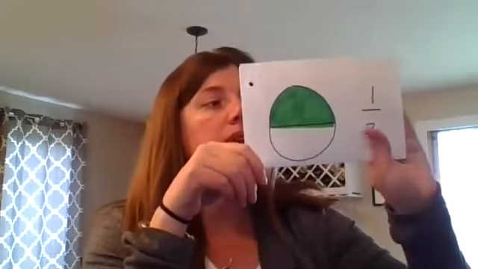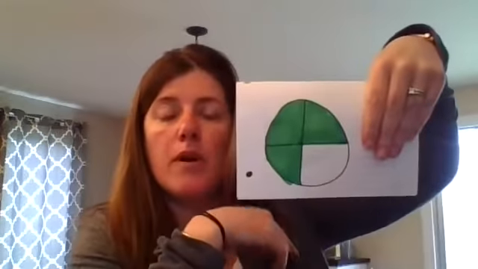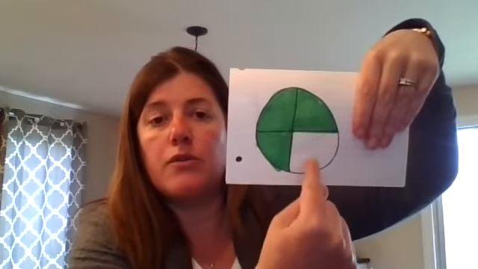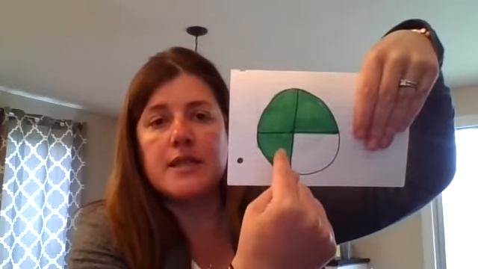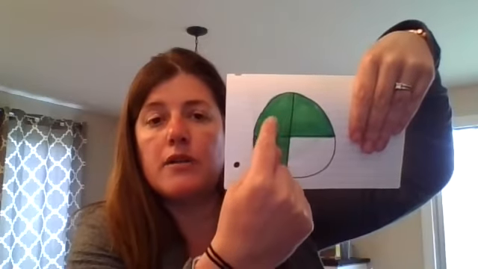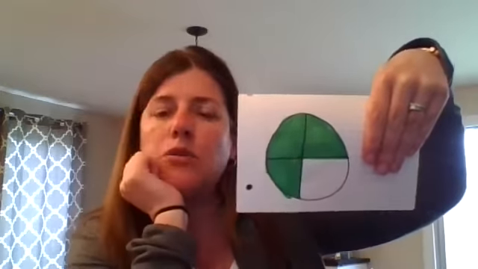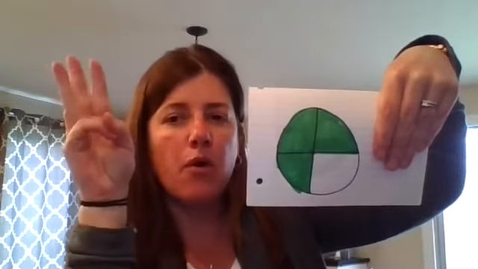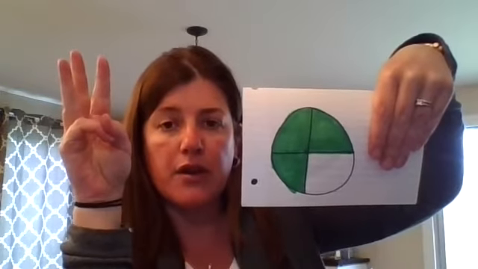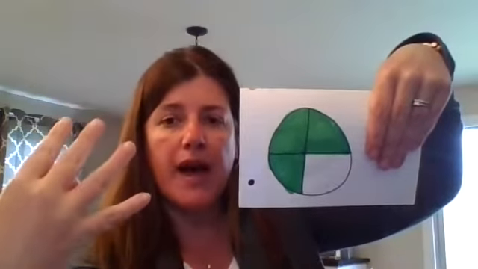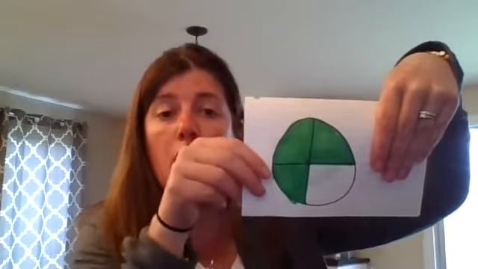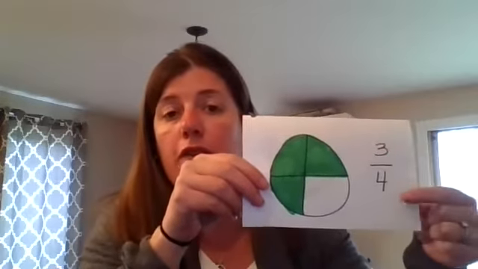Okay. Same thing here, I have a circle, but I cut it into more pieces. So here, this circle is cut into 1, 2, 3, 4 pieces. And I shaded in 1, 2, 3. So what would that fraction name be? The 3 would go on top, that's the numerator. And the 4 would go on the bottom, that's the denominator. 3 pieces shaded, 4 pieces total. We say that 3/4. Okay?